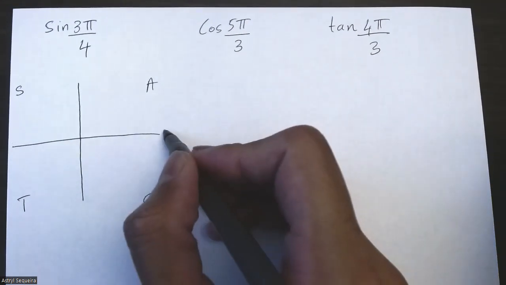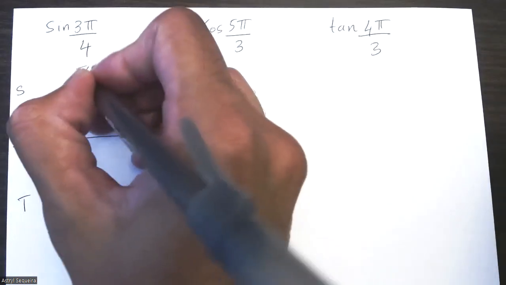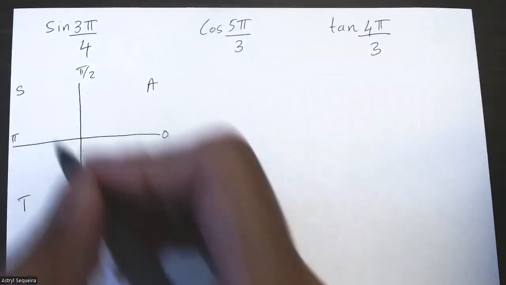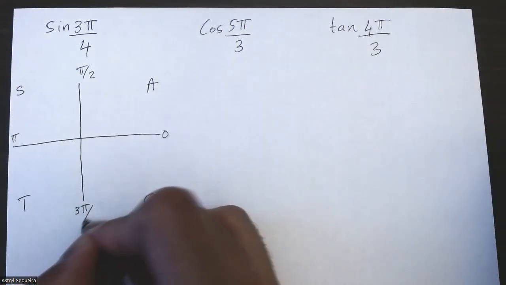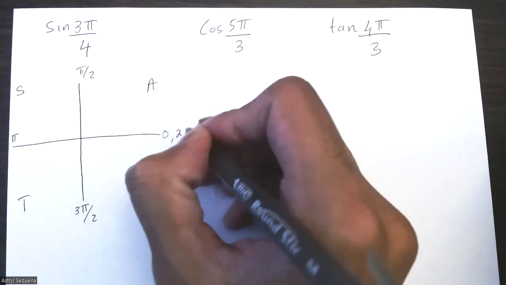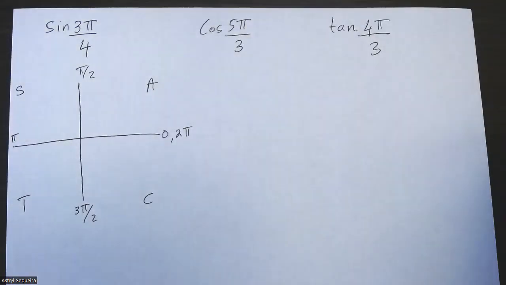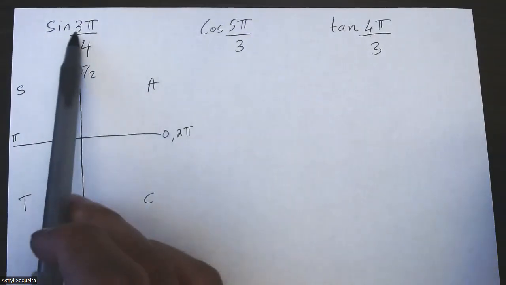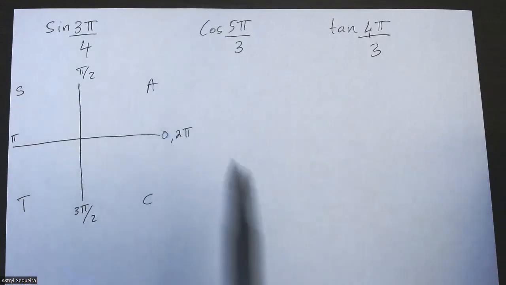So remember, this is 0, this is pi over 2. You have pi over here, and then this is 3 pi over 2, and then this is 2 pi. One entire circle is 2 pi. So which quadrant does 3 pi over 4 lie in?